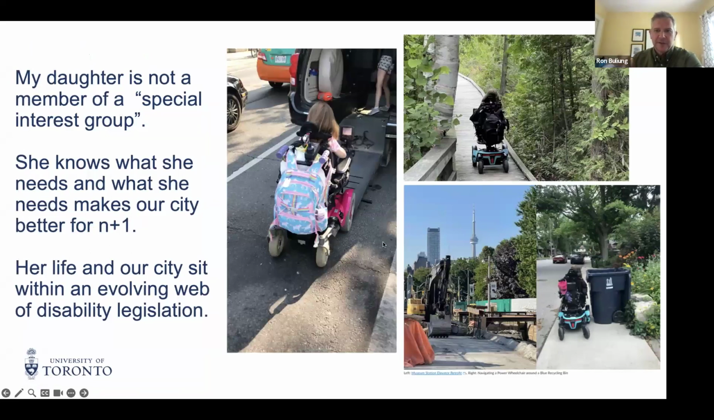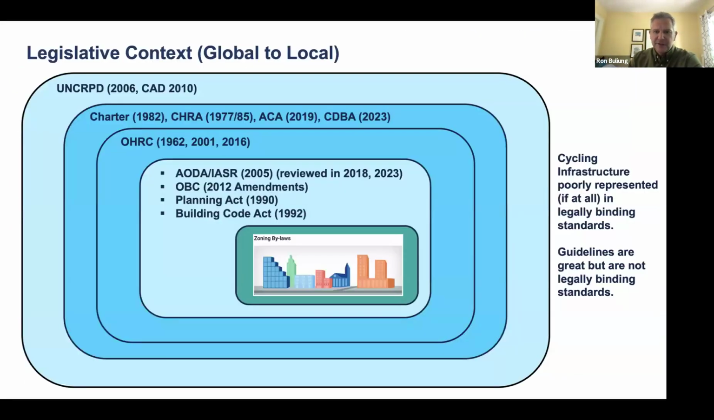Couple of other notes, you know, my daughter is not a special interest group. She has very clear ideas about what works and what doesn't work in our city. And her life in our city, and where all of us are sitting today, really kind of sit within an evolving web of disability legislation.